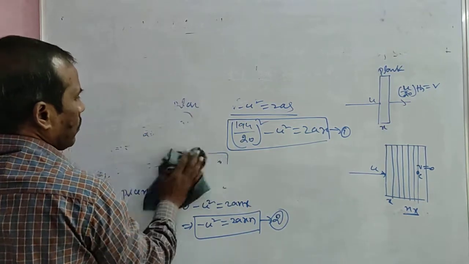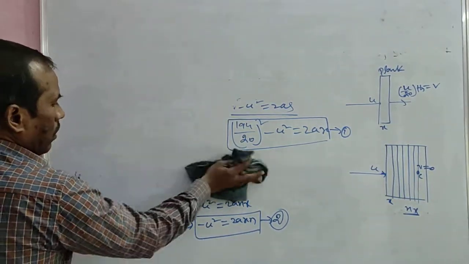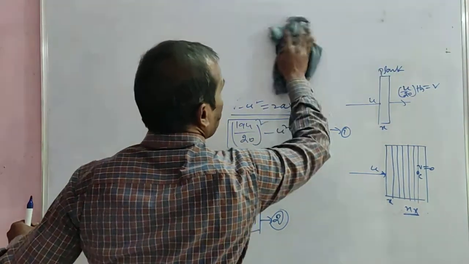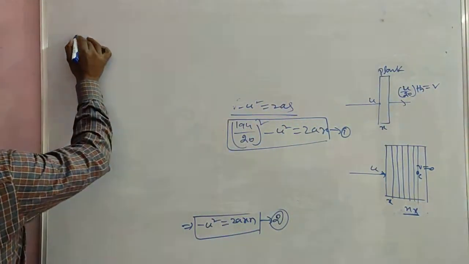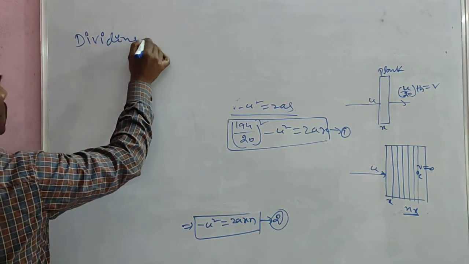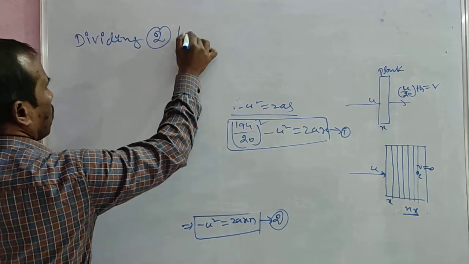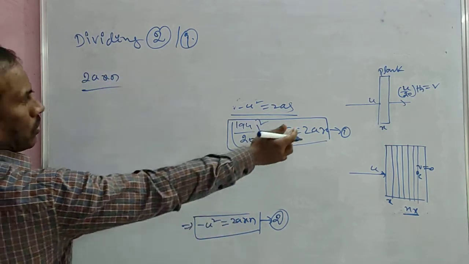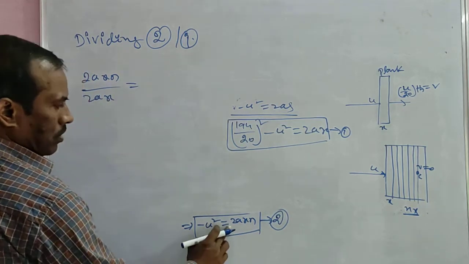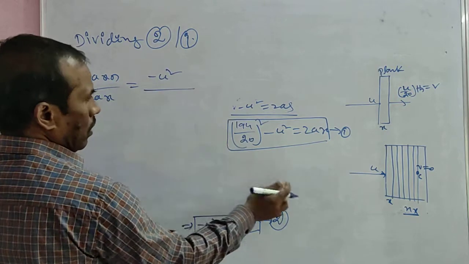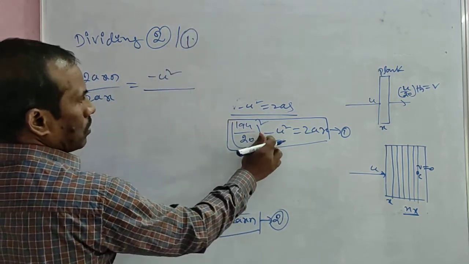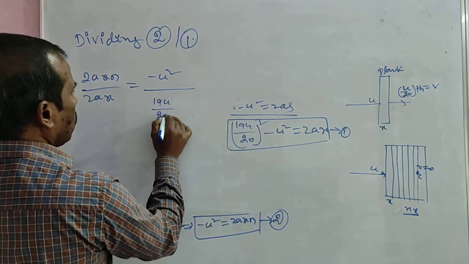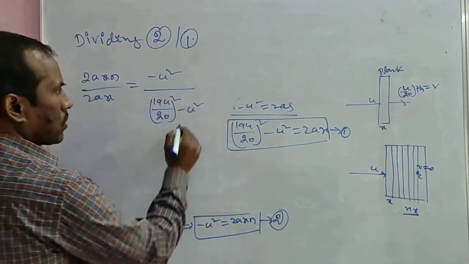Dividing equation 2 by 1: 2axn divided by 2ax is equal to, on the other side, minus u square divided by equation 1, which is 19u by 20 squared minus u square.